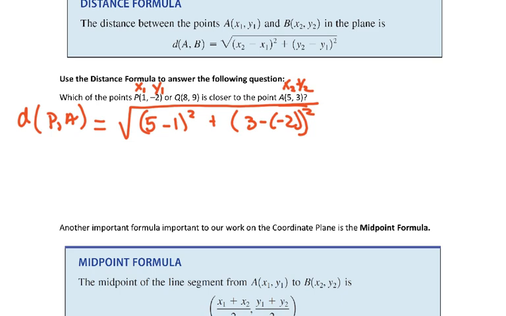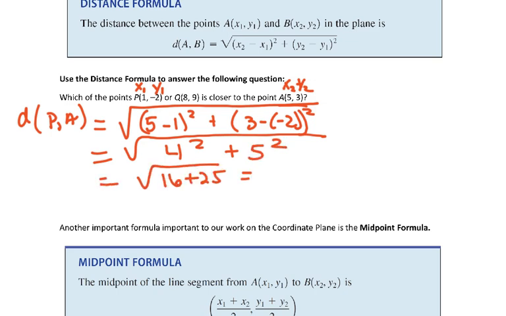If we simplify, we'll get 4 squared plus, 3 minus a negative 2 is 5 squared, and this will give us 16 plus 25, and that's just the square root of 41 for our distance between P and A.